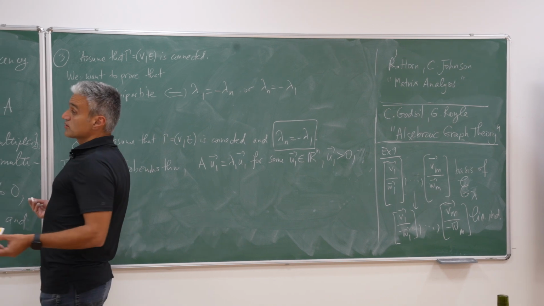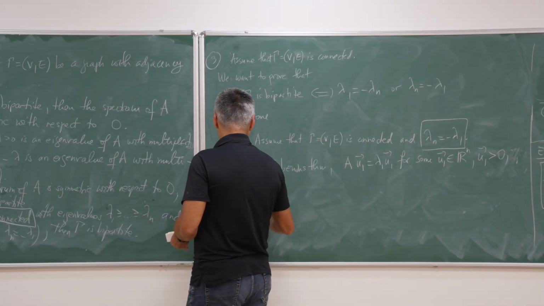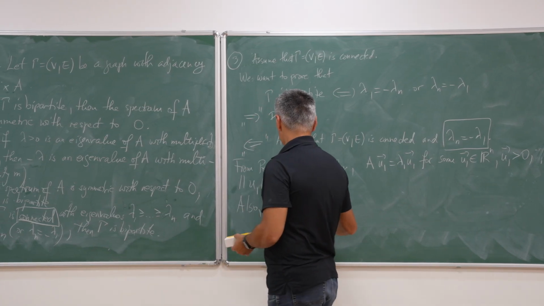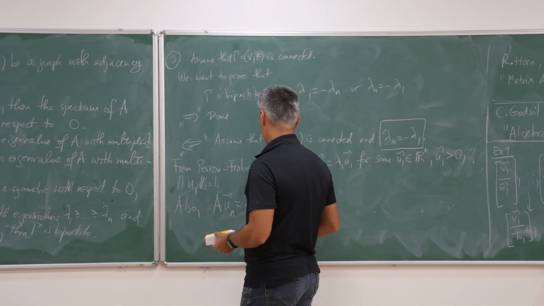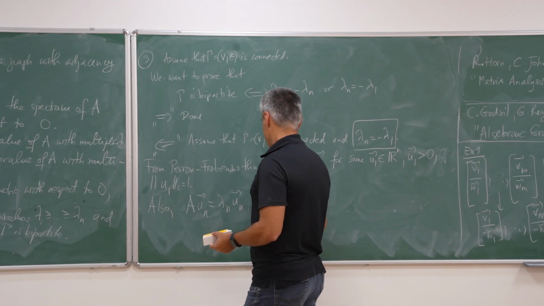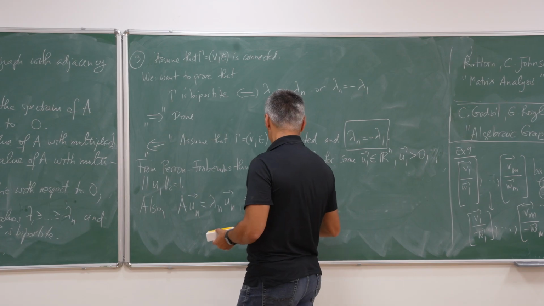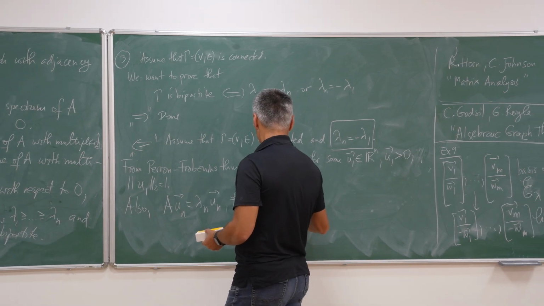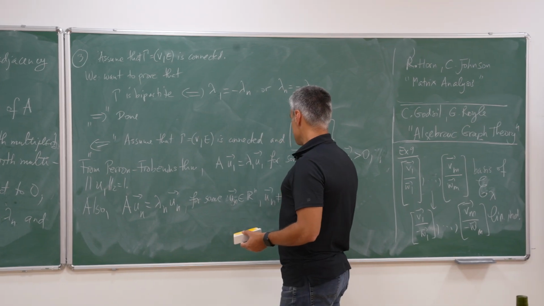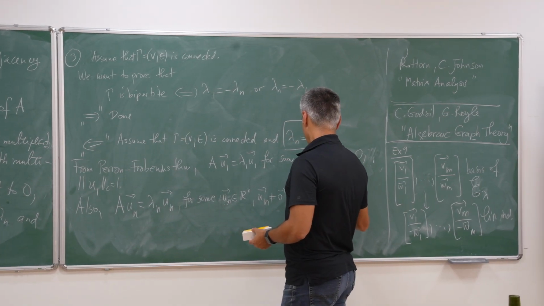Now, what do we know about lambda n? Lambda n is an eigenvalue also. Let's call this vector un: A un equals lambda n un for some un in R^n, let's say un again non-zero, un of length 1.